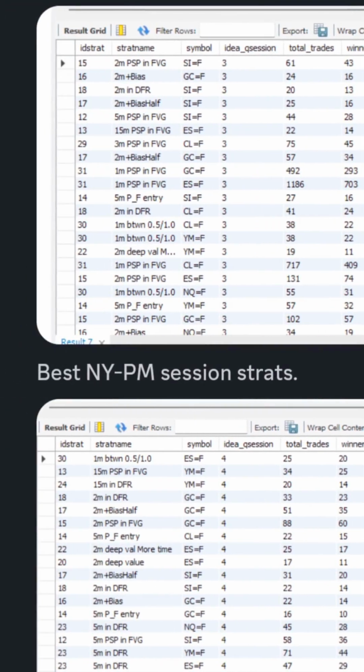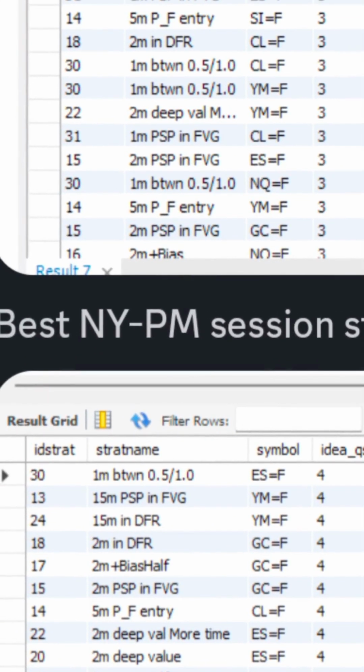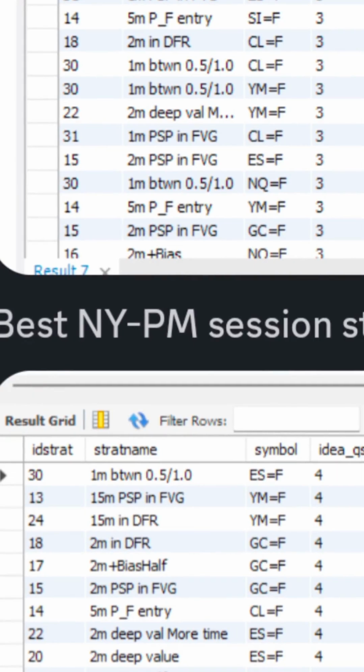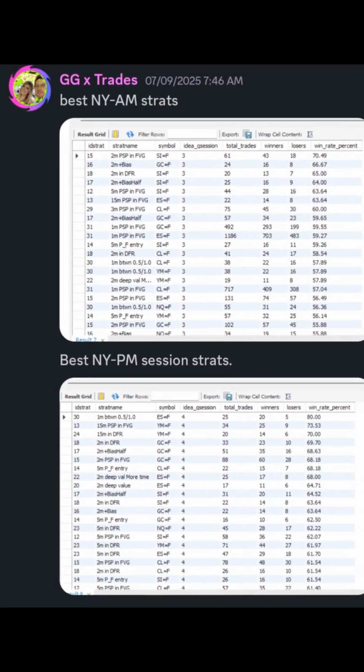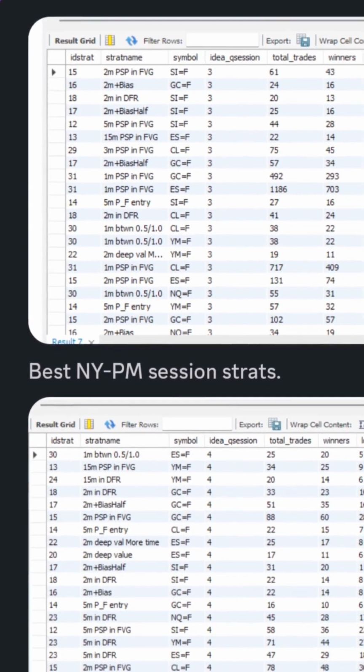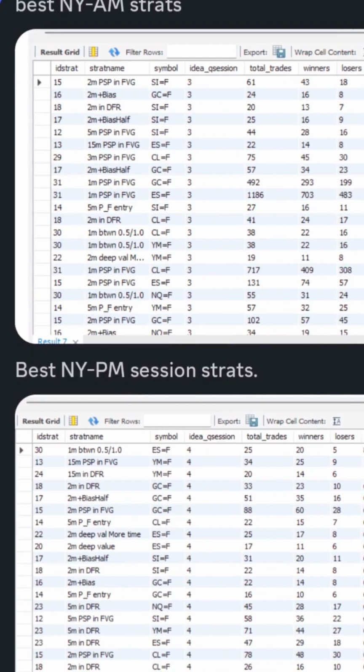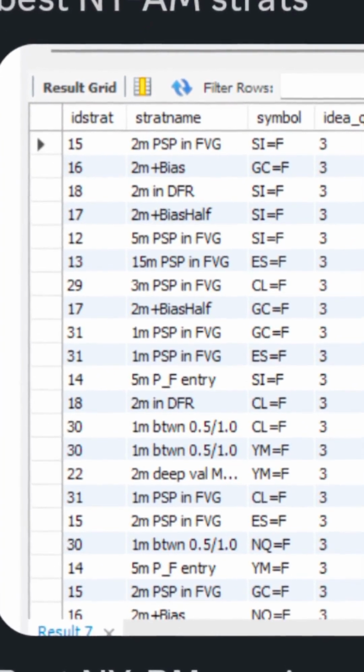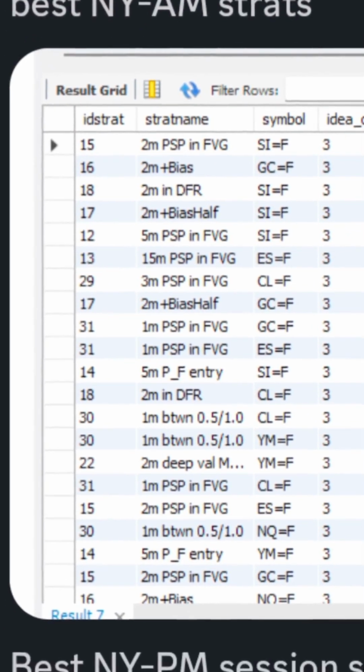Anything over 60 is good in my book. 80% win rate on this ES strat, which is on the 1 minute time frame, and it says between 0.5 and 1.0, and I'll explain what that is. But let's go to the charts and show you examples of what these trades would look like.